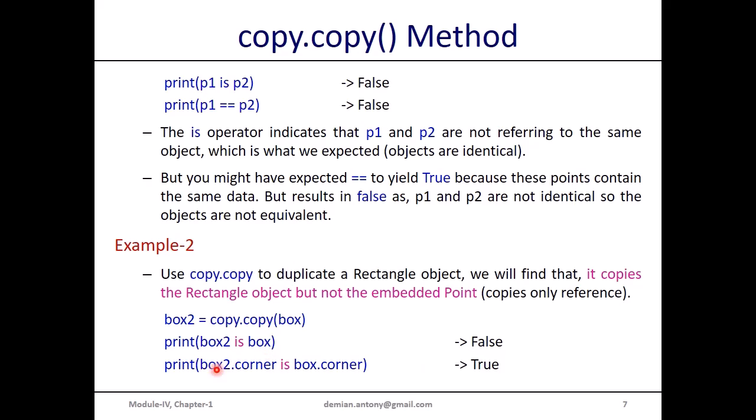And let me check the attributes. Box2.corner is box.corner. Yes, it is true. It returns true because both the attributes, that is the references, box2.corner and box.corner, refer to the same point object in memory. That's why it returns a value true, because both these attributes refer to the same point in memory.